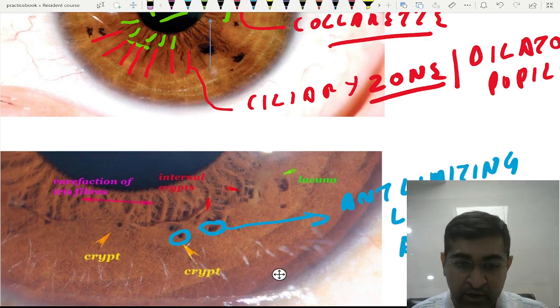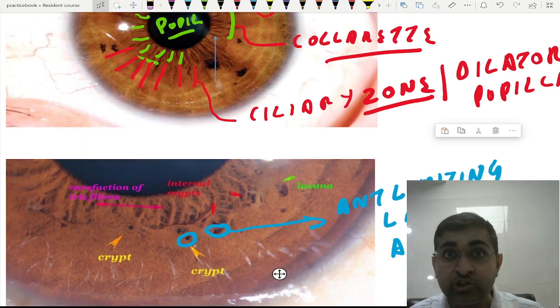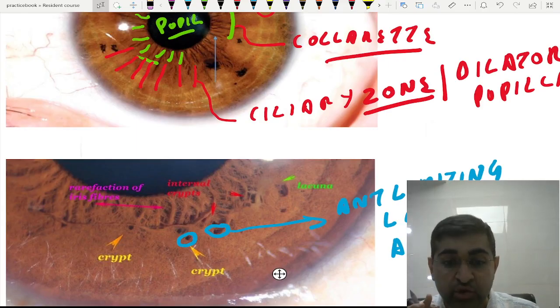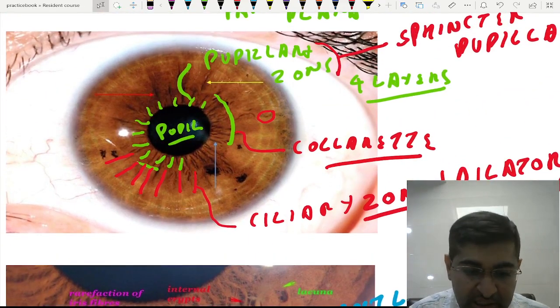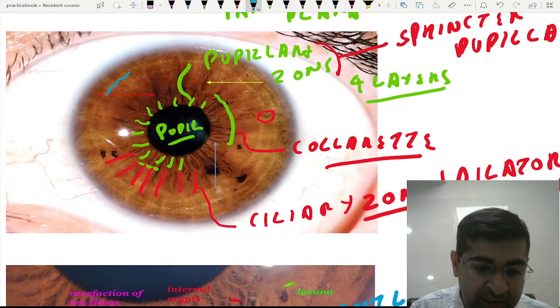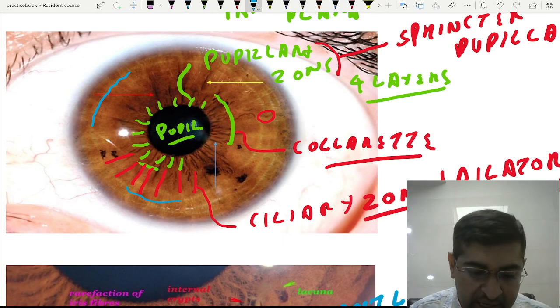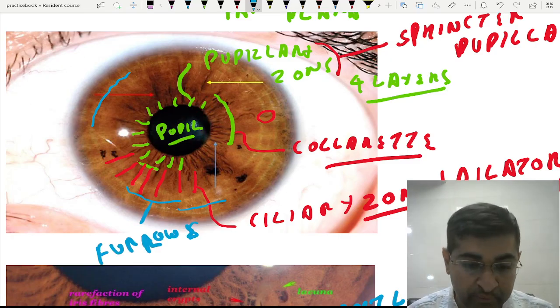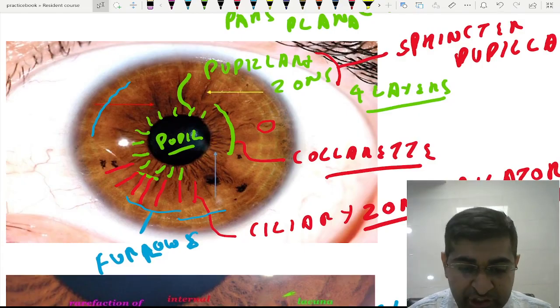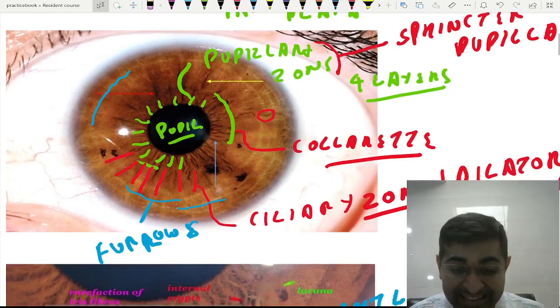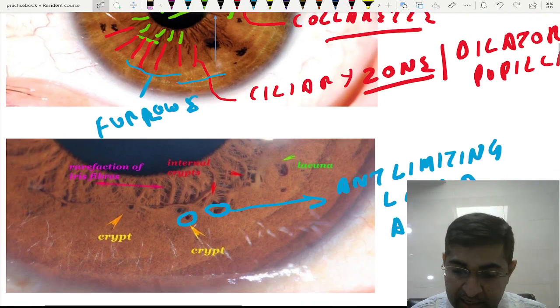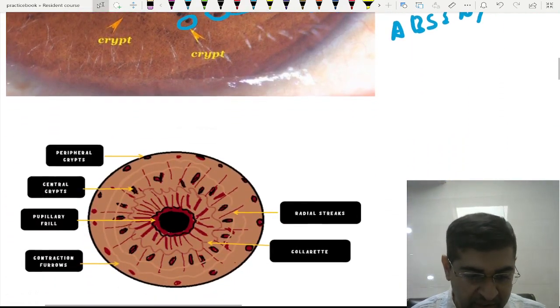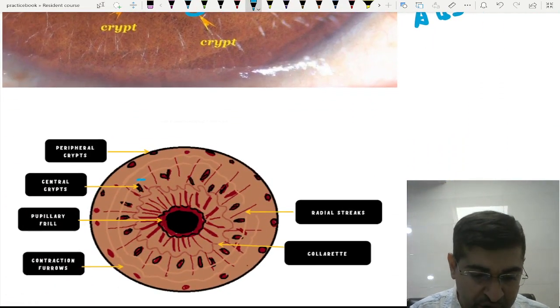Now along with the crypts there is also the presence of furrows. Furrows are concentric. Can you see this lighter ring-like structure? These are your furrows. Now could you also appreciate that there are some lines at the periphery here? Here it is much more understandable.